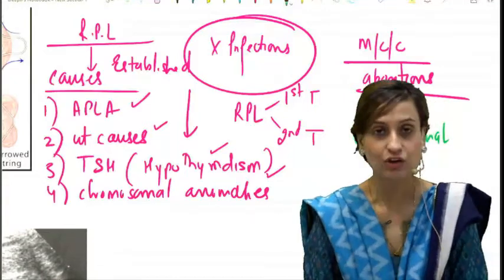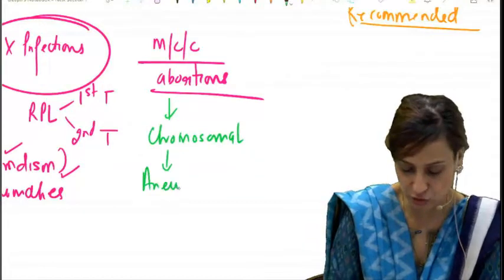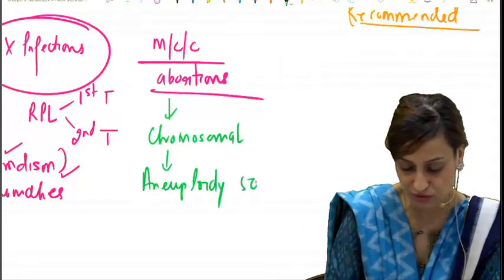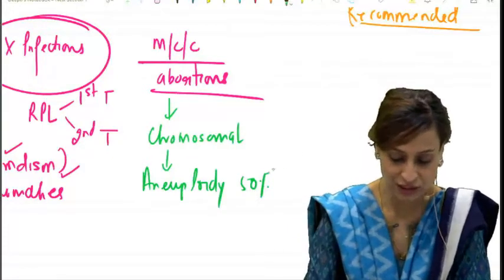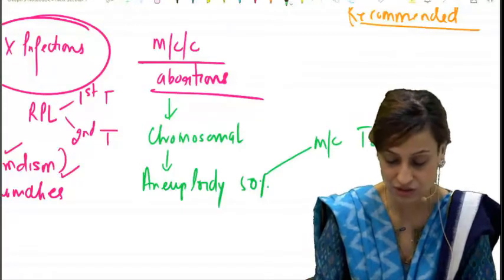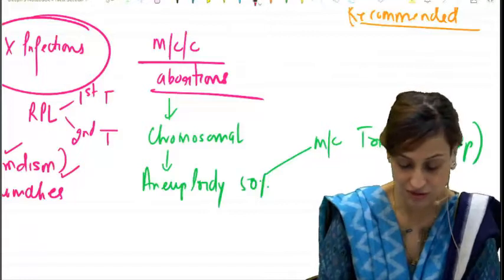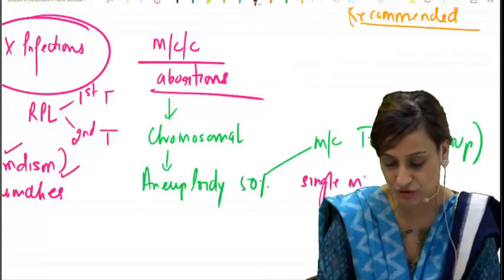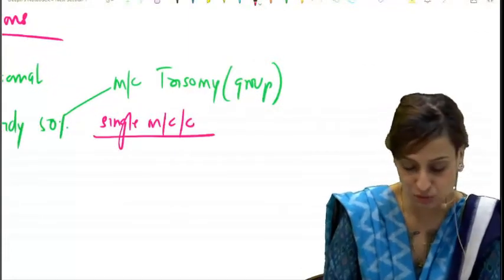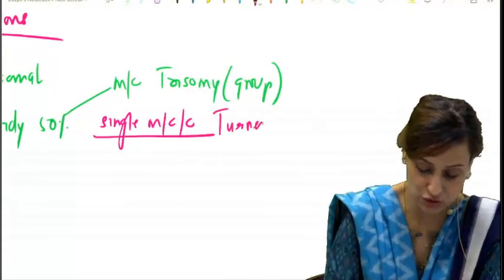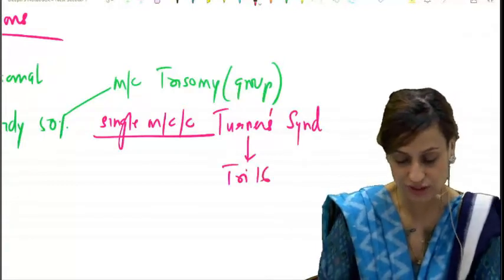Now, chromosomal is a big group, and within the group, the most common cause is aneuploidy, which is responsible for 50% of the abortions, right? And what you need to know is that within aneuploidy, the most common is trisomy, because it's a group. But if your exam asks you single most common cause, which is again an aneuploidy, then the answer changes. For single most common cause, it is to be answered as Turner's. And if Turner's is not in the options, then trisomy 16, right?